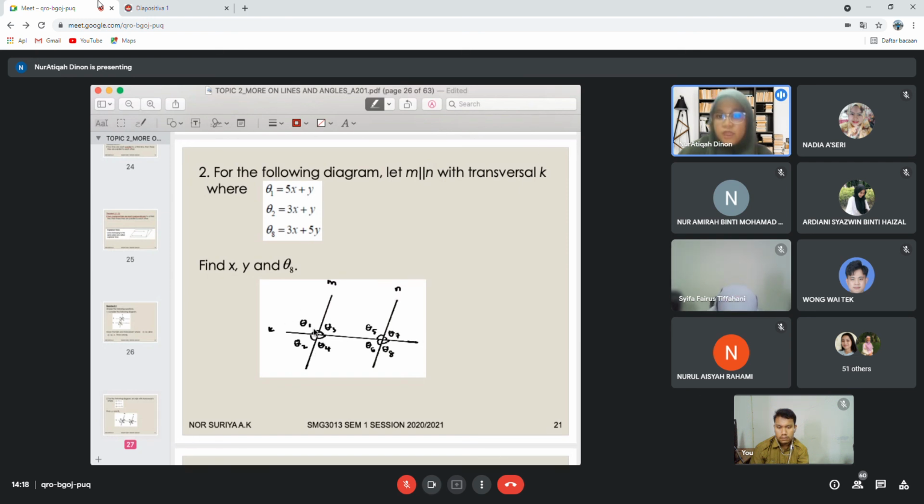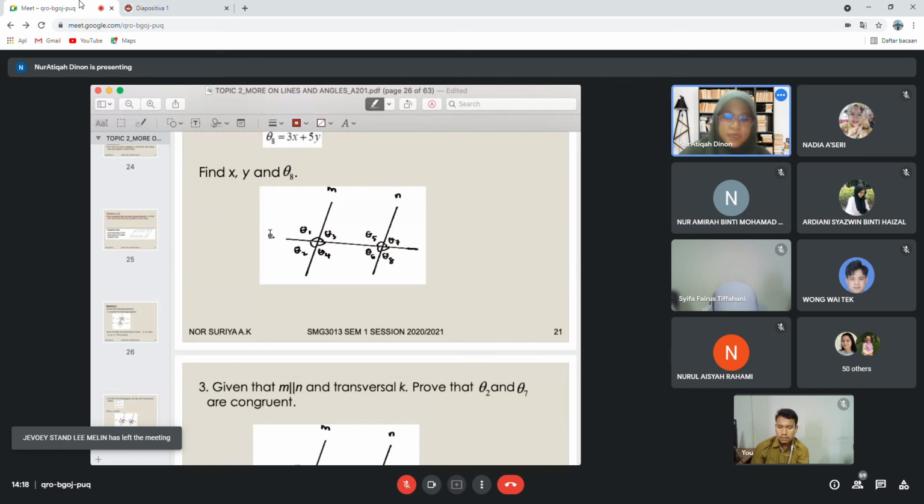So we have theta 1, 2, 3, 4, 5, 6, 7, 8. You have the information for theta 1, theta 2 and theta 8. Then you need to find x, y and theta 8. That means after you find x and y, you put them into the third given equation and then you get the value of theta 8. Easy.